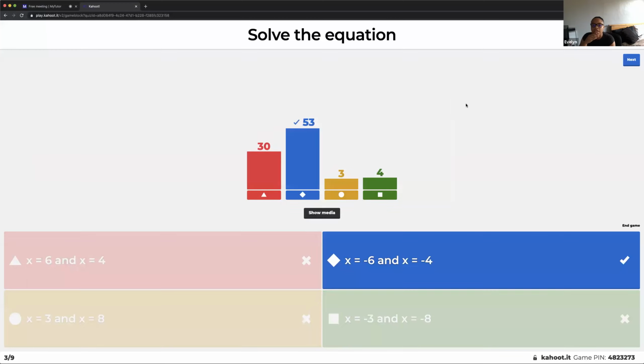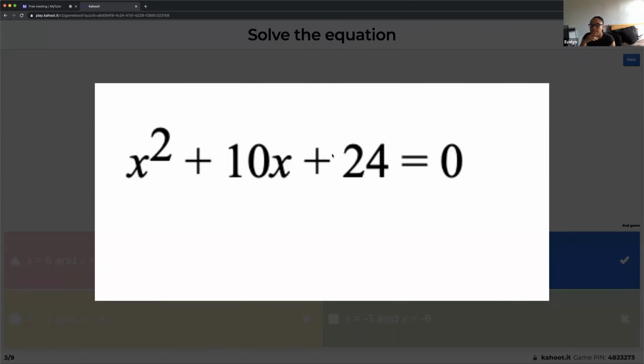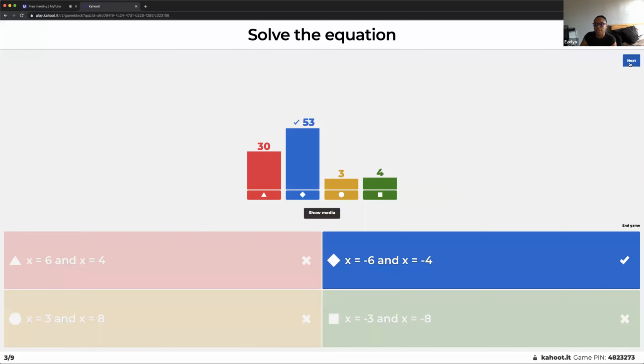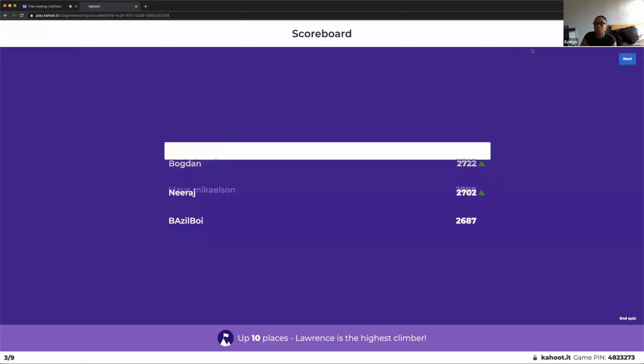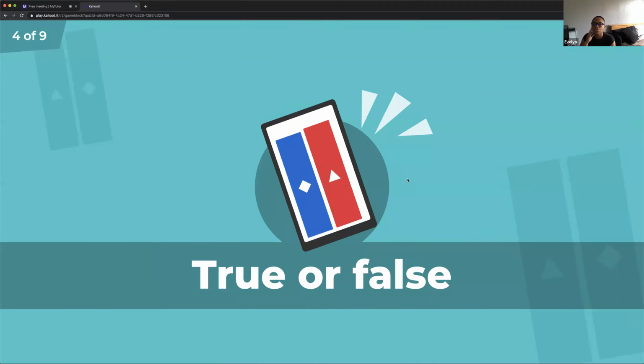Right, let's see. Brilliant. Yeah, x = -6, x = -4. The two numbers that multiply to give us 24 and add together to give us 10 are 6 and 4. Then we set the brackets equal to 0, and we get x = -6 and x = -4. Brilliant. Perfect.